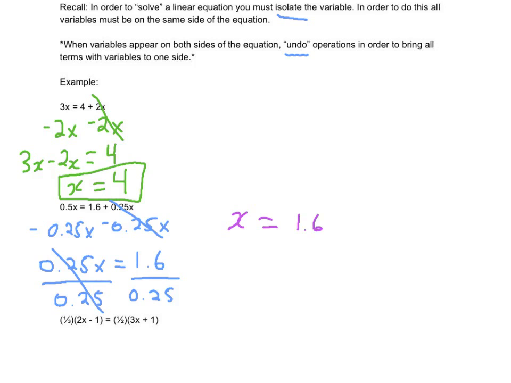That's actually the same as multiplying by 4. Okay, it works out the same, right? 0.25 is 1/4, so dividing by 1/4 is the same as multiplying by 4 over 1. So if I do that, 1.6 times 4 is going to be 6.4. Okay, and that will be your answer.